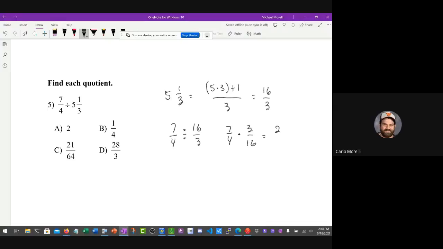7 times 3 is 21. 4 times 16 is 64. So 21/64. 6 plus 4 is 10. 10 is not divisible by 3. Therefore, the only factors of 21 are 3 and 7. Both of those are primes, so this is an unfactorable prime. And so we're done. C.